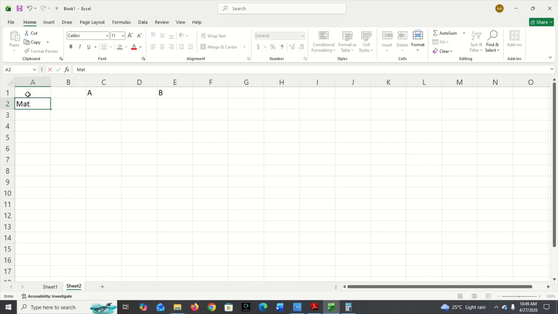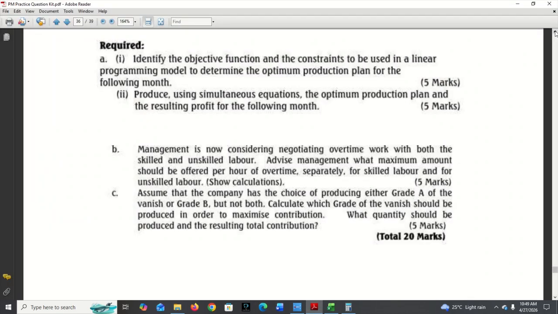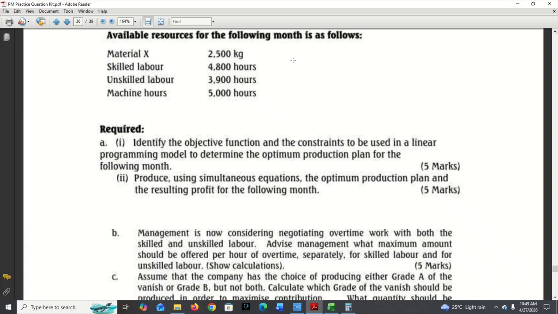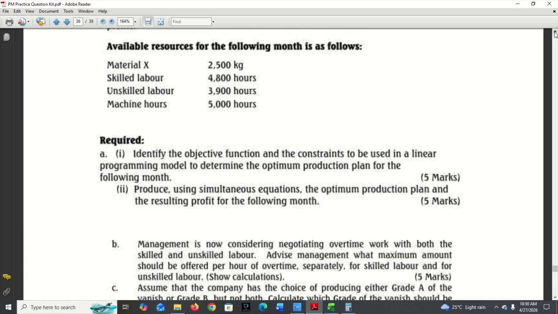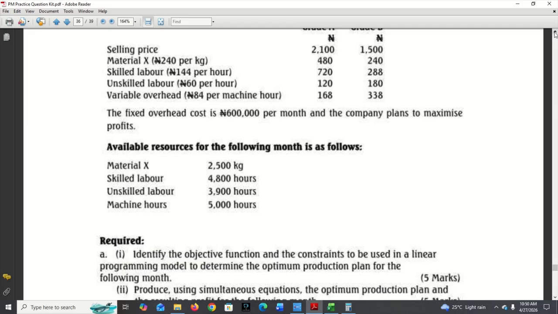So calculate for material X first. How much is our material X? Let's look at it together. To do this, we are going back to our question, to our maximum or available hours. We have 2,500 for A. Remember that for material A we have 480 divided by 2, that's 240. We are going to divide this 2,500 by 2.